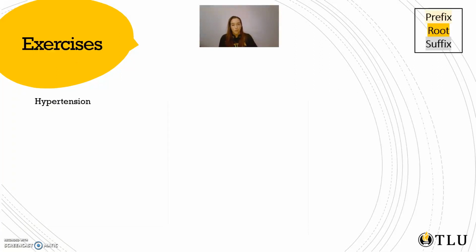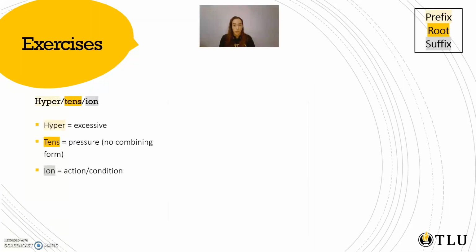So here are some examples to help you with all of these rules. Hypertension, we have a prefix, root, and suffix. Hyper means excessive. Tense is pressure, and shun is action. Notice that my root word does not need a combining vowel or a combining form because my suffix starts with a vowel.